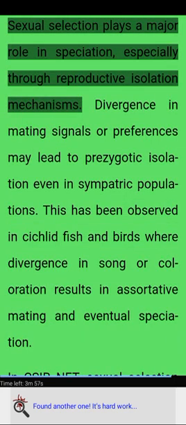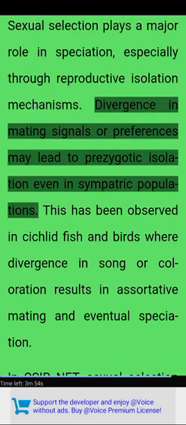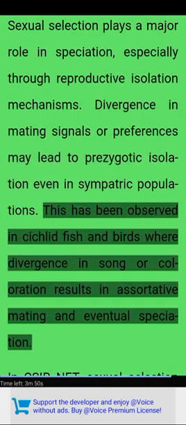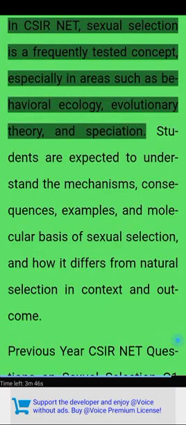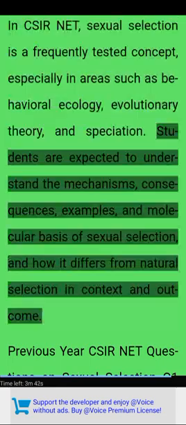Sexual selection plays a major role in speciation, especially through reproductive isolation mechanisms. Divergence in mating signals or preferences may lead to presymbiotic isolation even in sympatric populations. This has been observed in cichlid fish and birds, where divergence in song or coloration results in assortative mating and eventual speciation. In CSIR NET, sexual selection is a frequently tested concept, especially in areas such as behavioral ecology, evolutionary theory, and speciation. Students are expected to understand the mechanisms, consequences, examples, and molecular basis of sexual selection, and how it differs from natural selection in context and outcome.